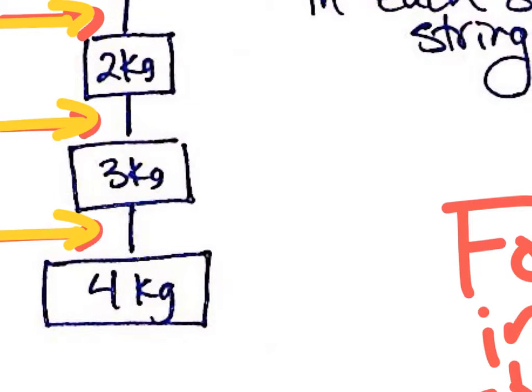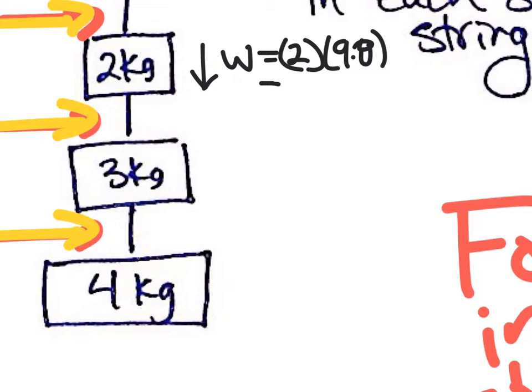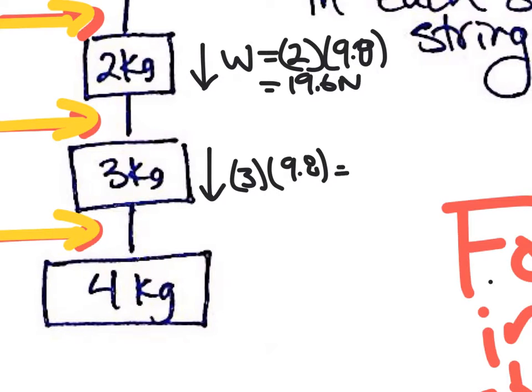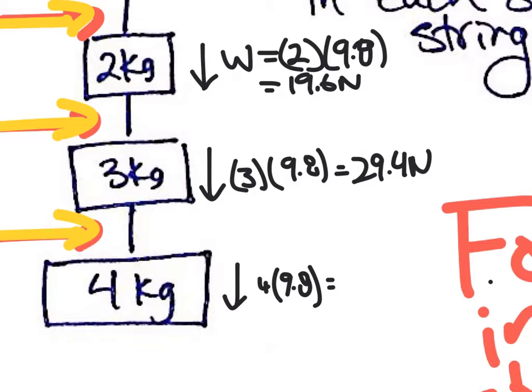So if we figure out the weight of each of these things, and I'll draw a downward arrow, so this is a downward force, the weight of the 2 kilogram mass is mg, so 19.6 newtons, and the weight of the 3 kilogram mass is mg, and so that would be 29.4 newtons, and the weight of the 4 kilogram mass is 39.2 newtons.